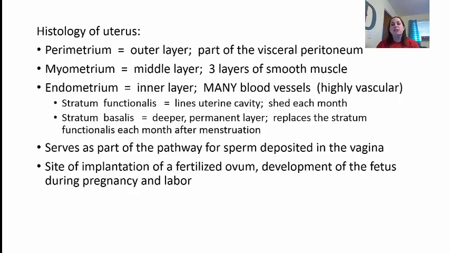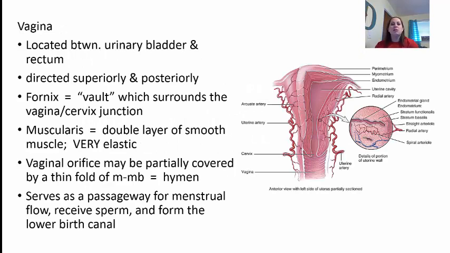All right, so once the sperm is deposited in the vagina, it moves up through the cervix to the uterus, and then it's got to decide which direction to go in the fallopian tubes, to the left or to the right, in order to fertilize the egg that has been released. This then brings us to the vagina. This is located between the urinary bladder and the rectum. It is directed a little superiorly and posteriorly.